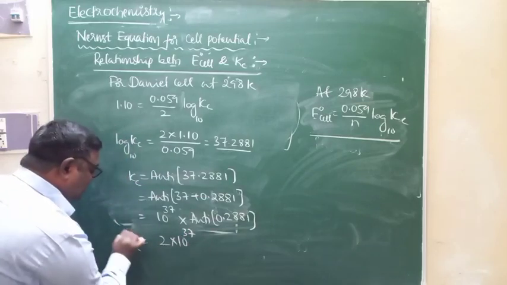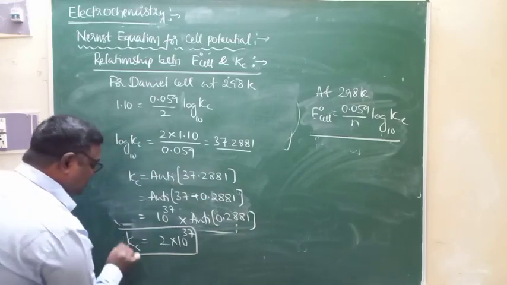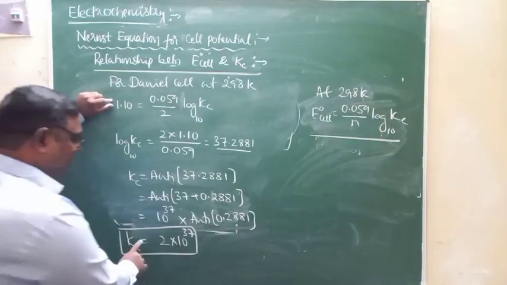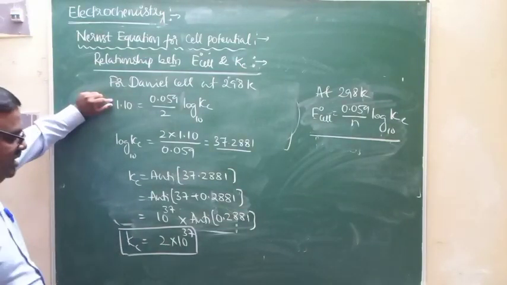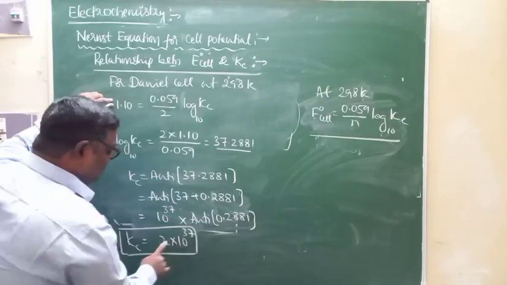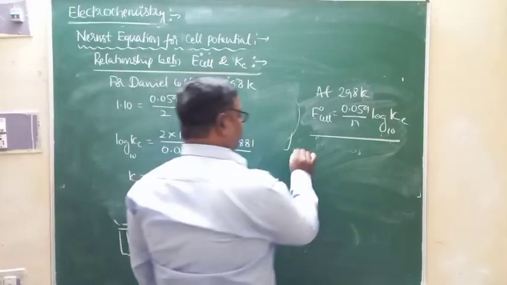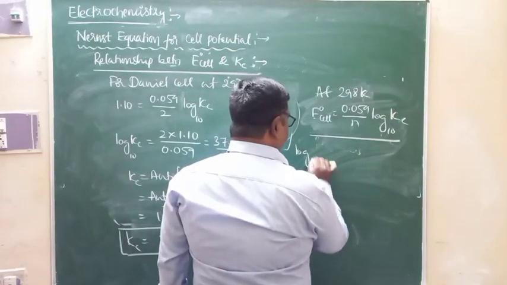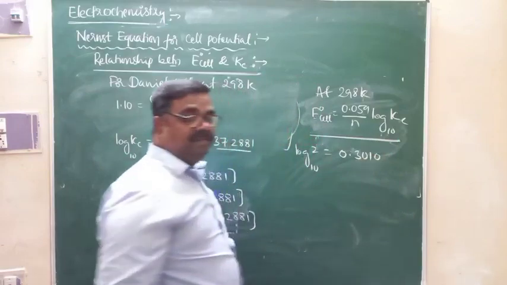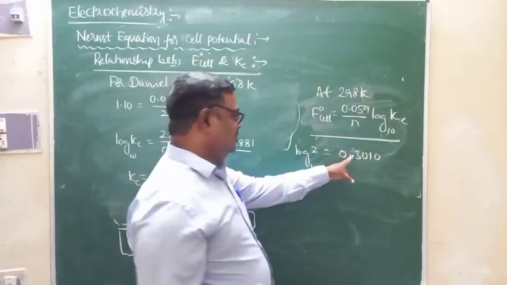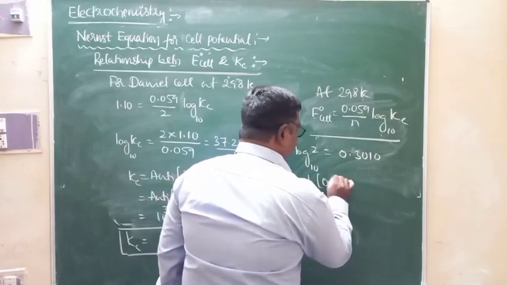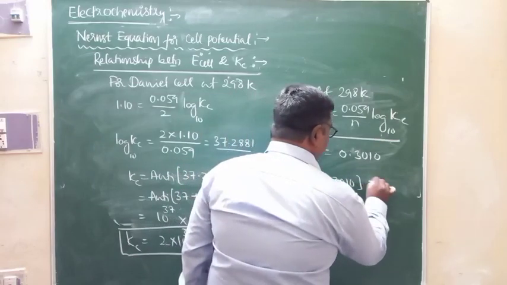So this is the expression for the equilibrium constant in the case of Daniell cell, 10 to the power of 37 ಇದೆ. Antilog of 0.2881 ಇದೆಯಲ್ಲ, ಅದು approximately 2 ಬರುತ್ತೆ. ಯಾಕೆಂದ್ರೆ ನಿಮಗೆ ಗೊತ್ತಿದೆ log to the base 10 of 2 ಎಷ್ಟು 0.3010 ಹೌದಲ್ವಾ? ಹಾಗಾಗಿ antilog of 0.3010 ಎಷ್ಟಾಗುತ್ತೆ? That's equal to 2.